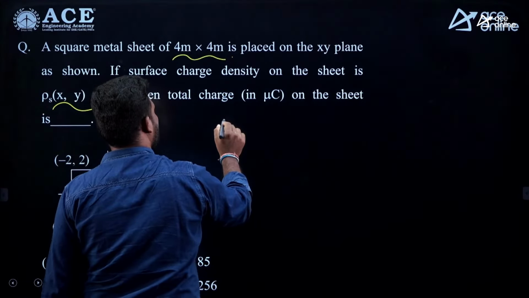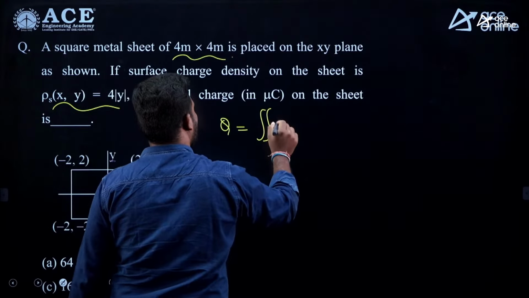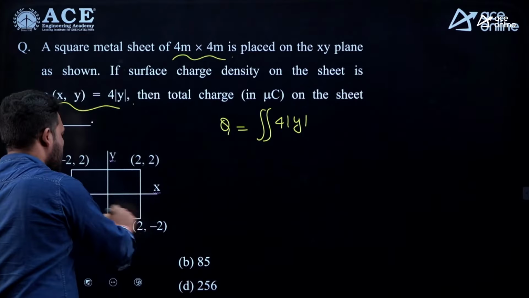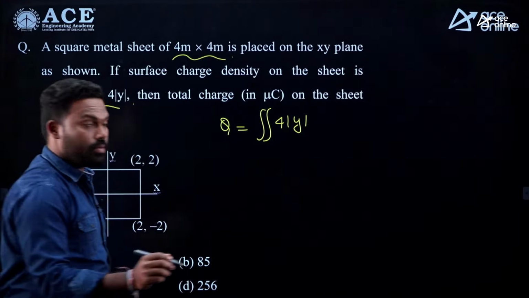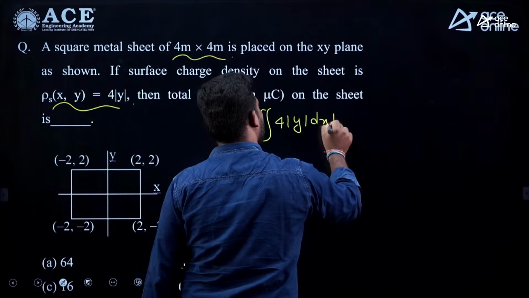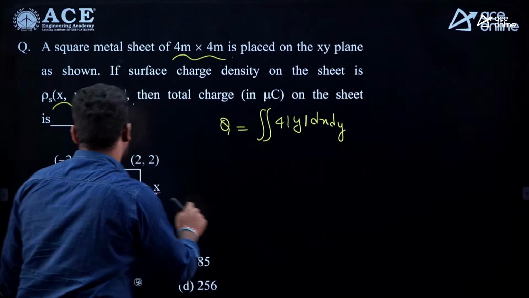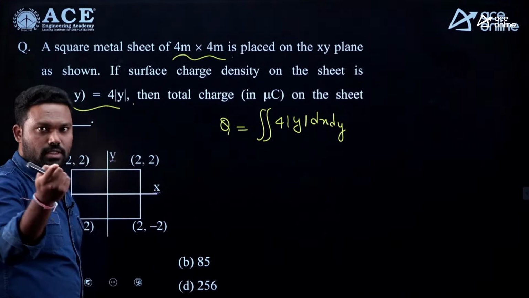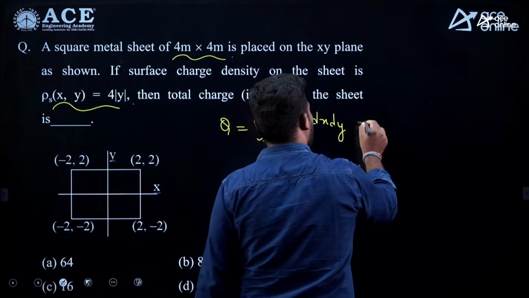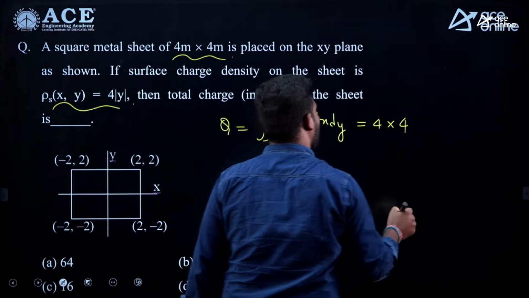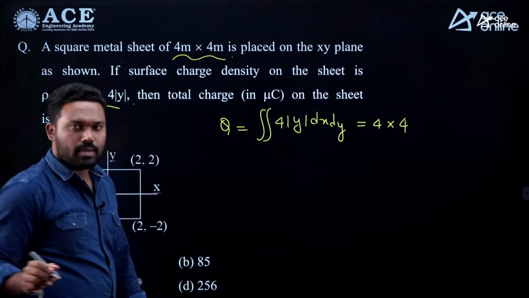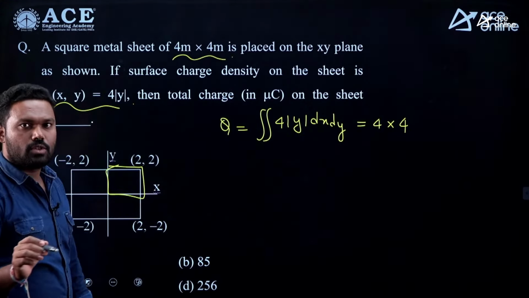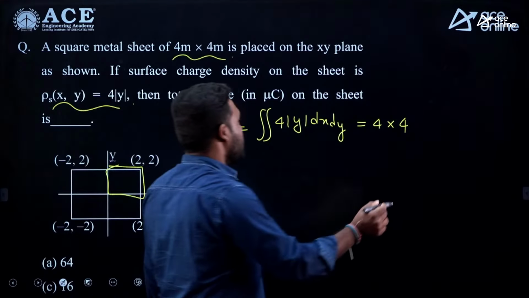So how do you find the total charge? You need to perform the surface integral of 4 times the modulus of y. This surface is placed in the xy plane, so the differential area is dx dy, correct. Here you can just perform the integration over a single portion and multiply by the number 4, because the modulus is an even function, isn't it? I can bring this constant outside and multiply by 4 because there are 4 sections here. So I will integrate over a single section, where x ranges from 0 to 2 and y also ranges from 0 to 2, fine.